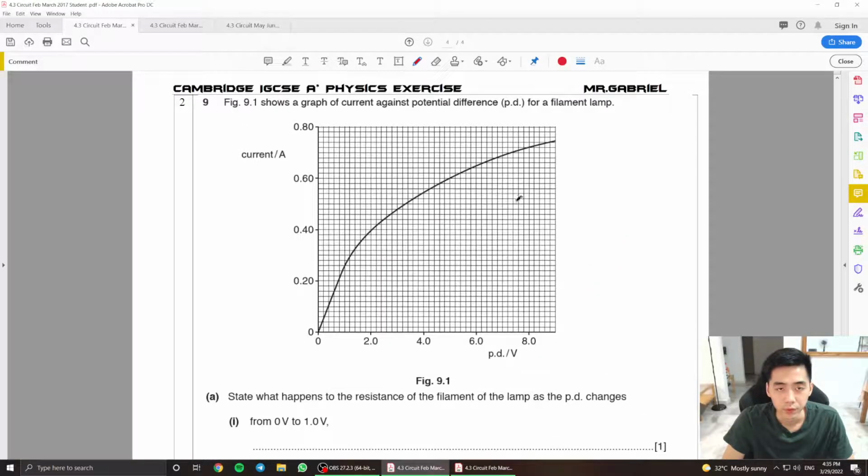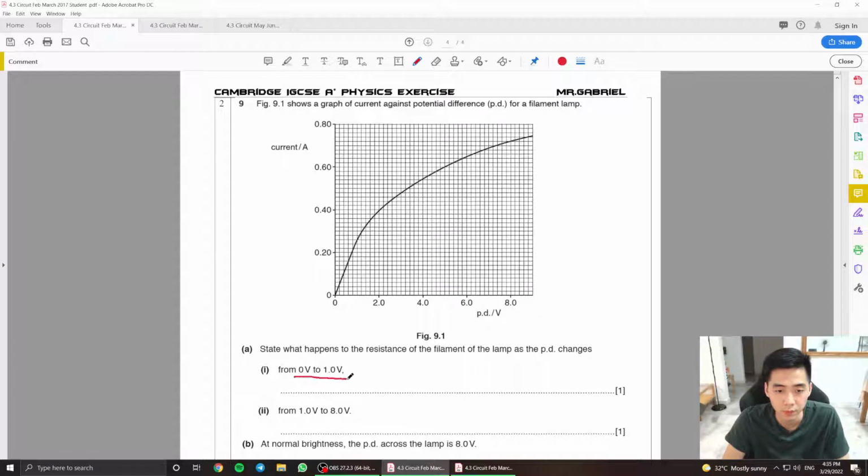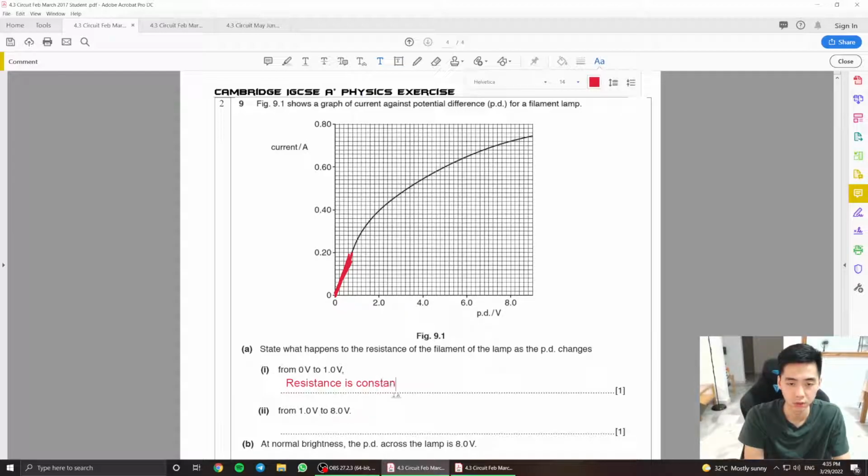Then moving on to the next part here, figure 9.1 shows a graph of current against potential difference for a filament lamp. State what happens to the resistance of the lamp as the potential difference changes from 0 to 1. From 0 to 1, you can see that this line is a straight line. So obviously, the resistance is constant. So you're supposed to mention that resistance is constant.